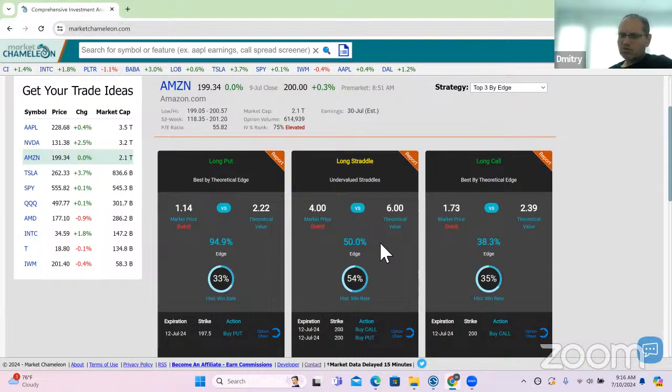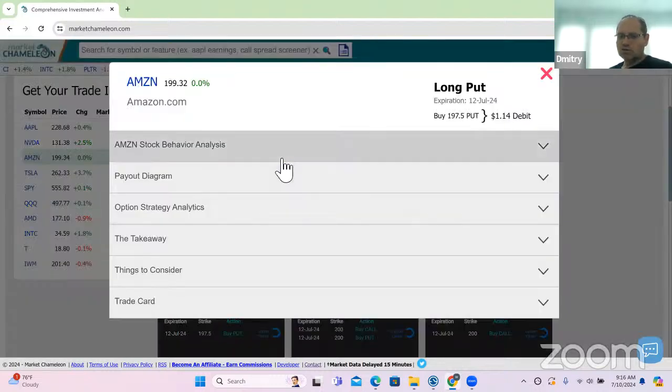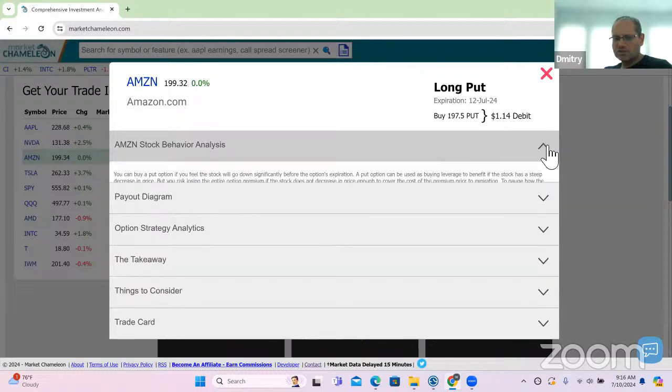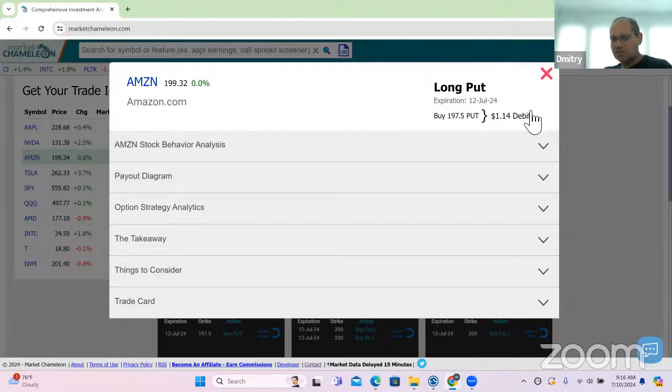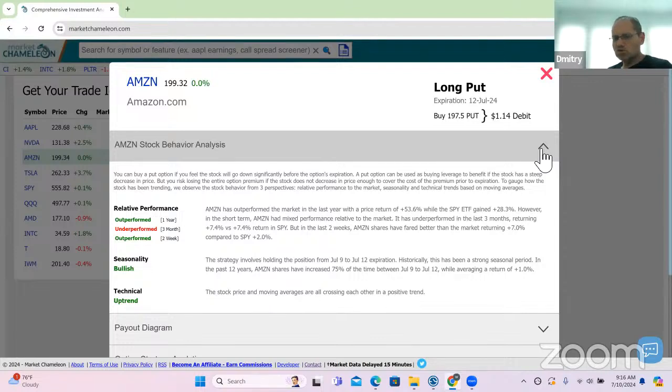Now, if we wanted to just click on a report without going to the options chain to analyze it further, but we just wanted to see some more information, statistics on Amazon, we could click on this report, and it's going to load up the Amazon. Here's the put. And then if we click on these tabs, it gives us more information. So here we see Amazon 199.32. If we look at the 197.5 put, it's $1.14 debit, expiring July 12th.